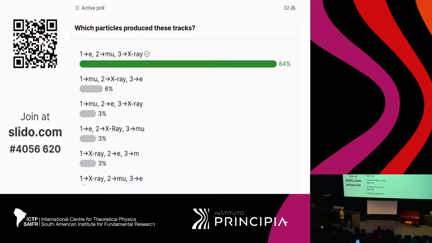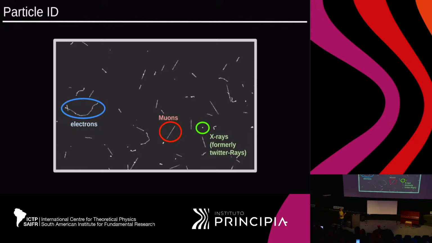Okay? So really nice. So yeah, we have electrons, muons, and these point-like things that are X-rays or other stuff, but most likely X-rays. So now, sorry. We have an image. This is just a section of a CCD. The full image is actually many times this.